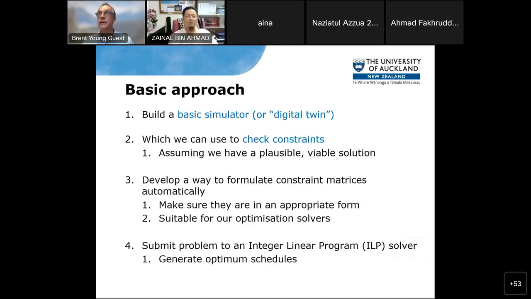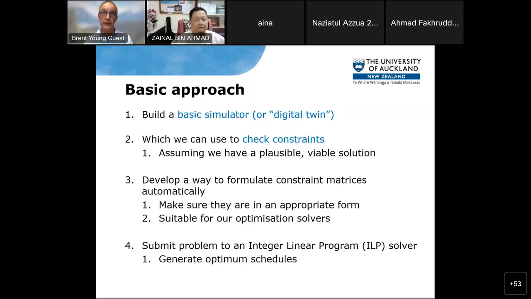So what we were doing is basically building a basic simulator. I've been guilty of what I've accused other people of doing and saying that we are building a digital twin. In this case, we are actually building a digital model, but with the aim of it becoming a digital twin in the future. We're using this to check the plausibility of solutions that the planners could come up with.